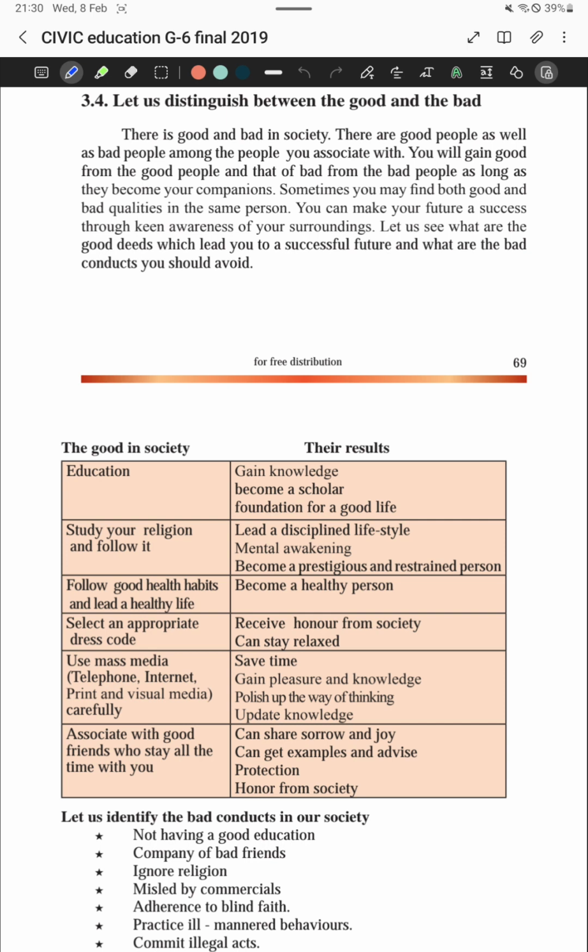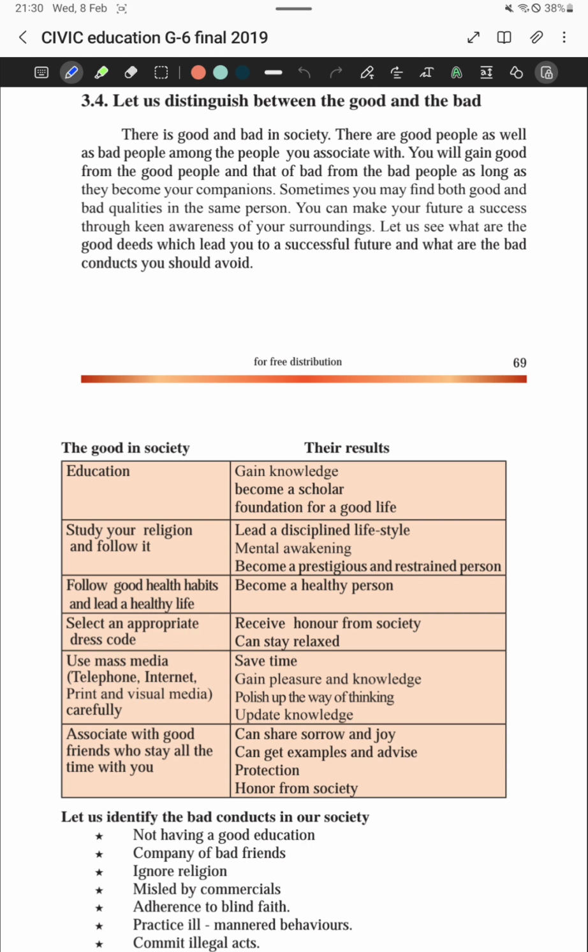Let us distinguish between the good and the bad. This is something very easy for you to understand. You must know what the good things and the bad things are. You must clarify the difference between them, and you must know some examples before you face the exams in the third term test. When you consider the differences between the good and the bad, you must take them from different scenarios.